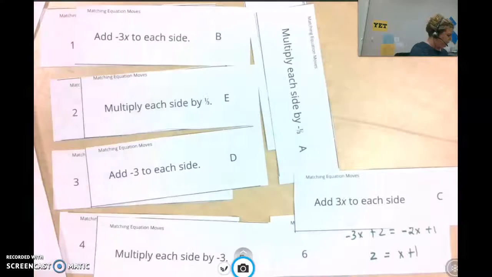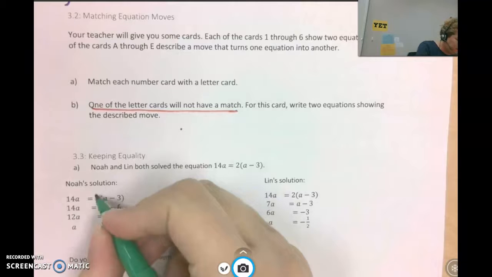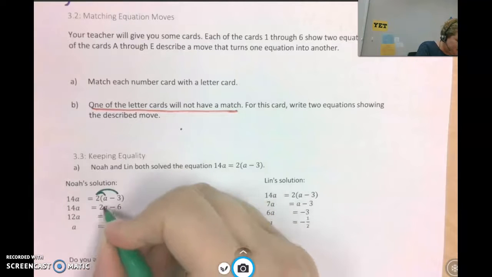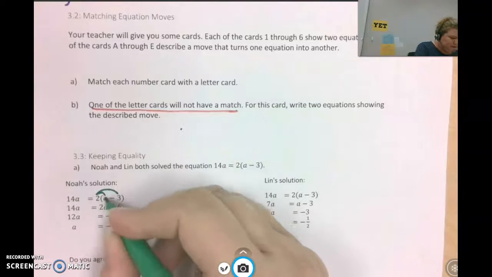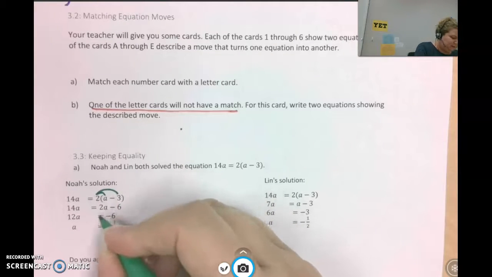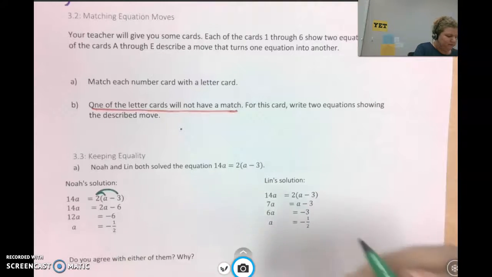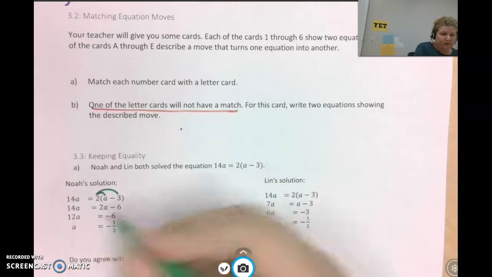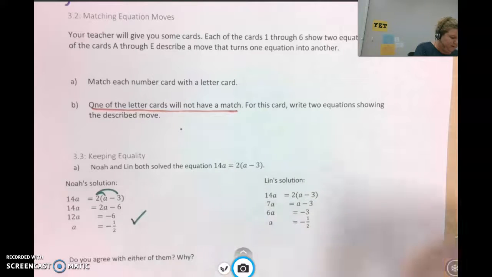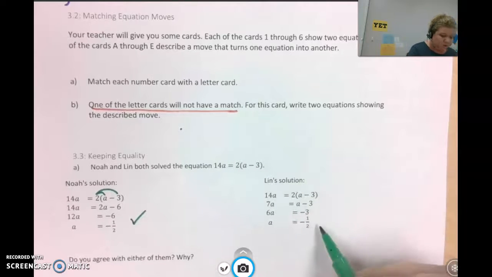And let's see how much more of this lesson there is. I think we can squeeze it in. Okay, so when I look here, it seems that Noah is distributing first. That would be 2a minus 6. Then Noah divides each side by 12, and a negative divided by positive is a negative. So he is correct. Okay, oh, she has the same answer.